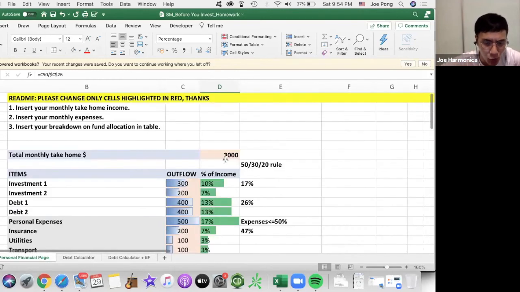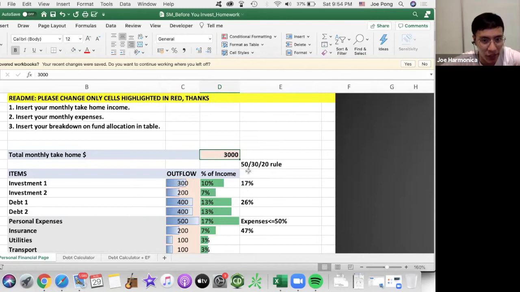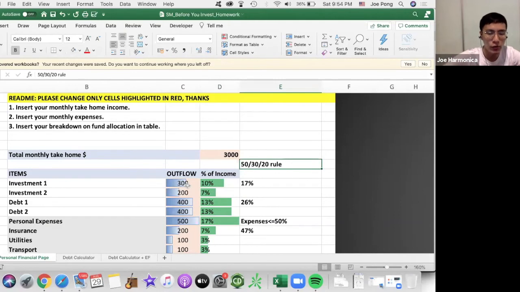So do play around with this, and I hope that you can find a sweet spot between your comfort zone and still maximizing the amount you are putting in for investment. And if you don't know where to start, the 50-30-20 rule is a good rule of thumb to start off, and you can monitor your expenses from time to time and tune accordingly to your own pacing. All right, there's no right or wrong.